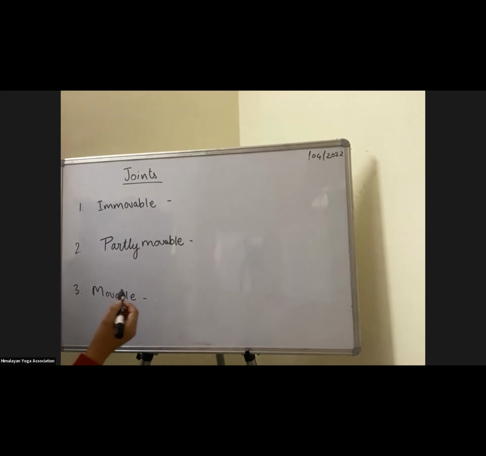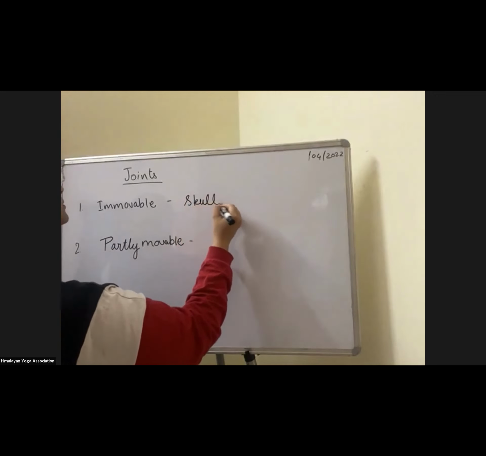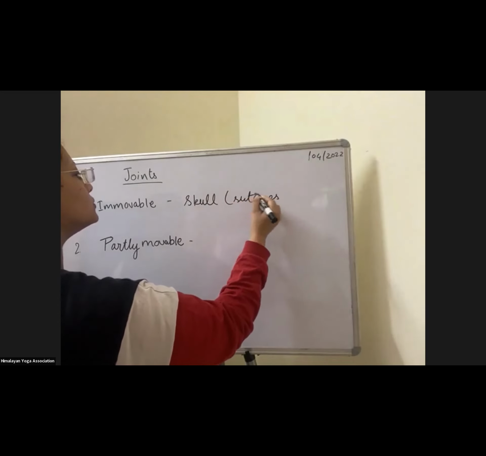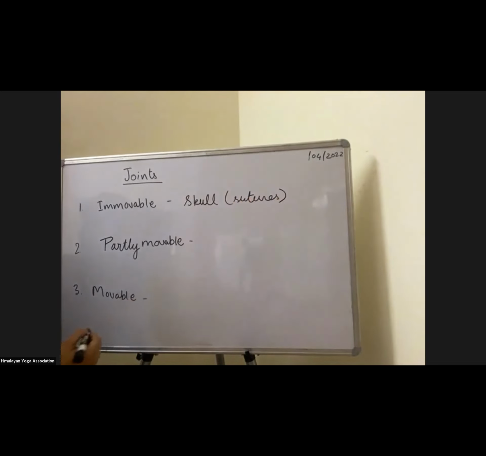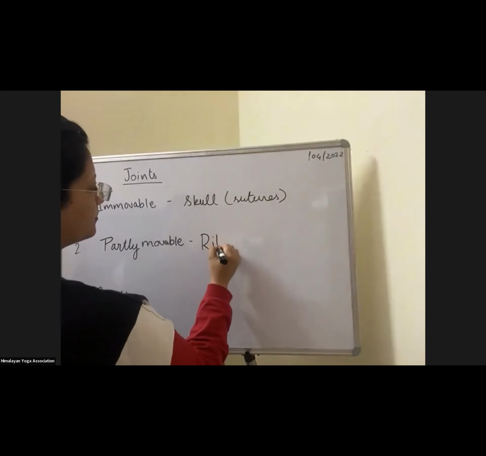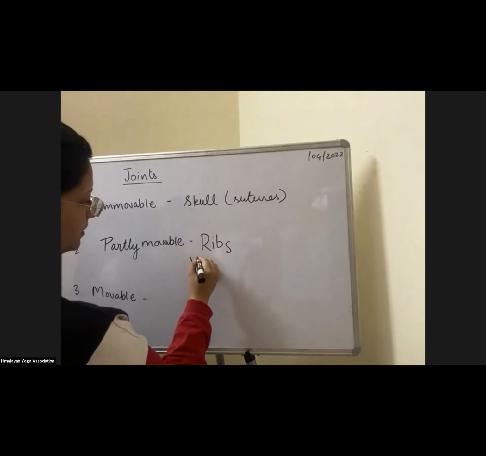Okay. What are the examples of immovable joints? Skull. Sutures. Partly movable: ribs. Ribs. Yes. Vertebrae. Vertebrae.